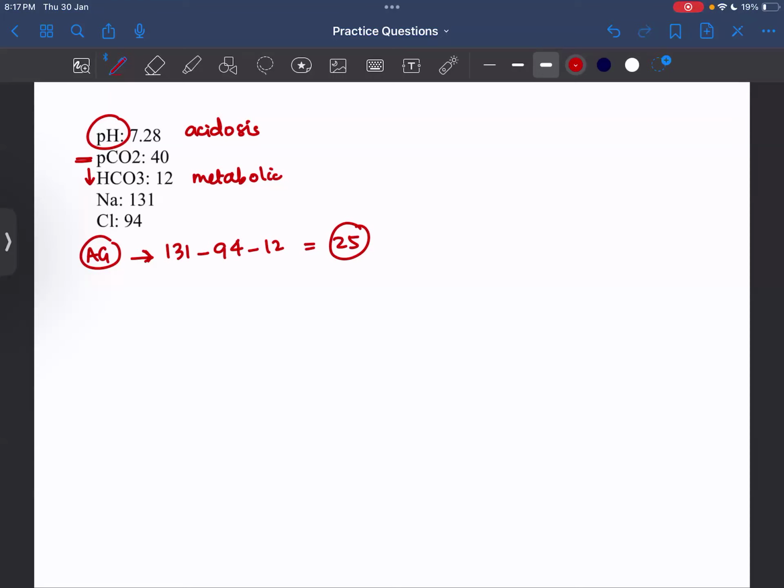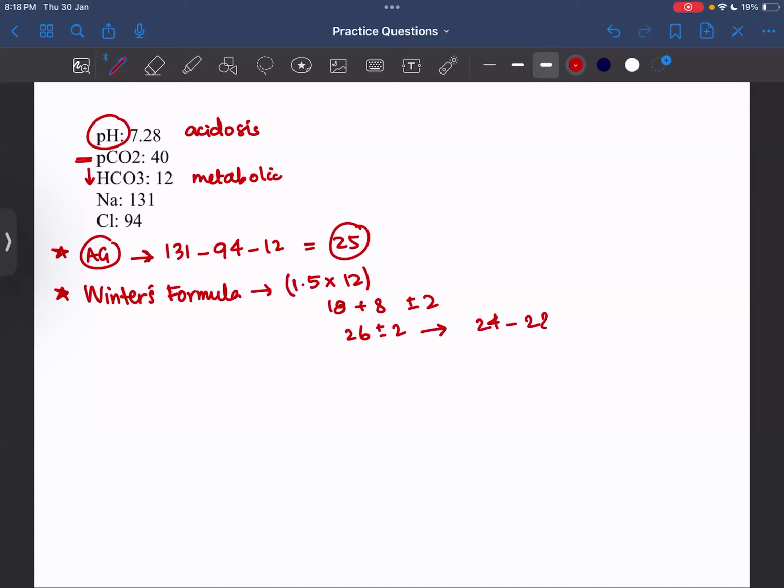What's next? Now we look at Winter's formula for the compensation. We want to know whether or not there's any compensation. Winter's formula is 1.5 times bicarb, which is 12. The answer is going to be 18 plus 8, which is 26, plus or minus 2, which would make the range anywhere from 24 to 28.